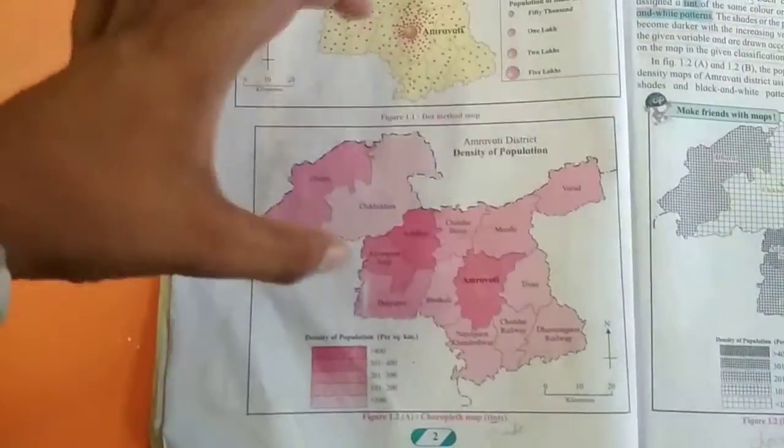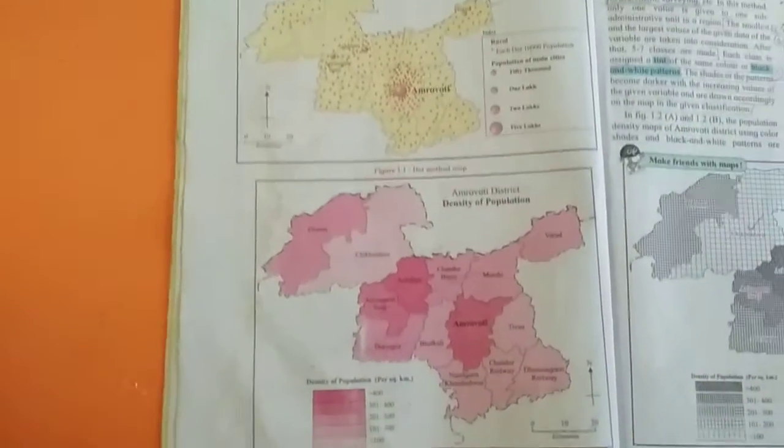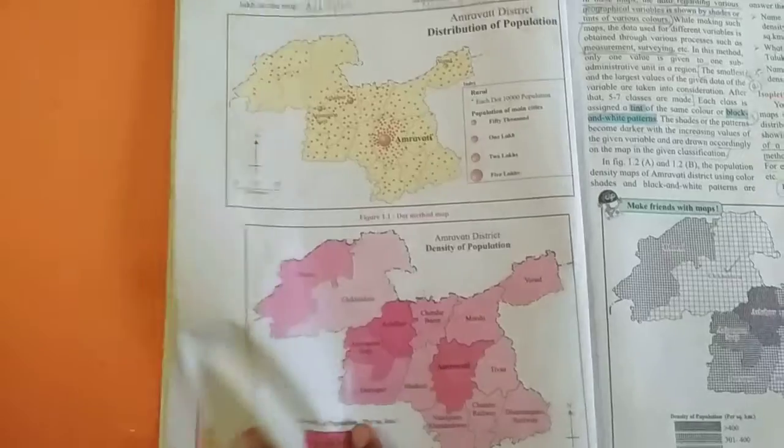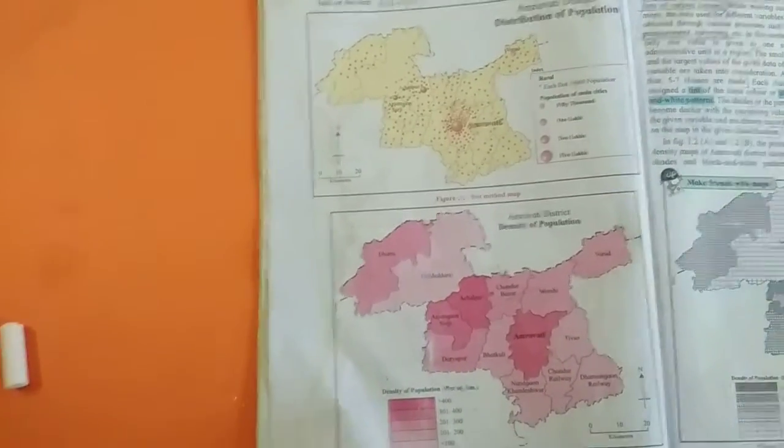Whenever you want to solve these questions, there are questions given on the basis of this map. Some 3 questions are there, at figure 1.1. So on the basis of those questions, we need to read this map first. Okay, now we'll solve the questions.